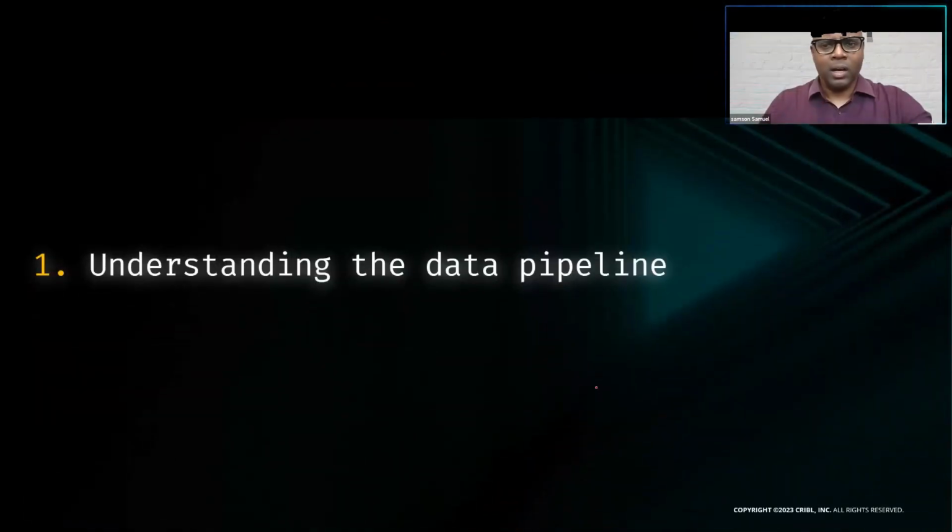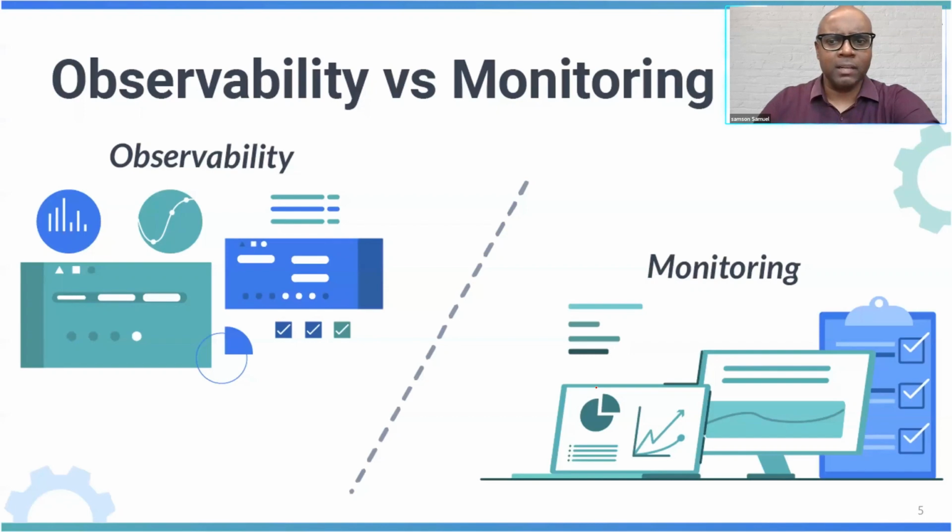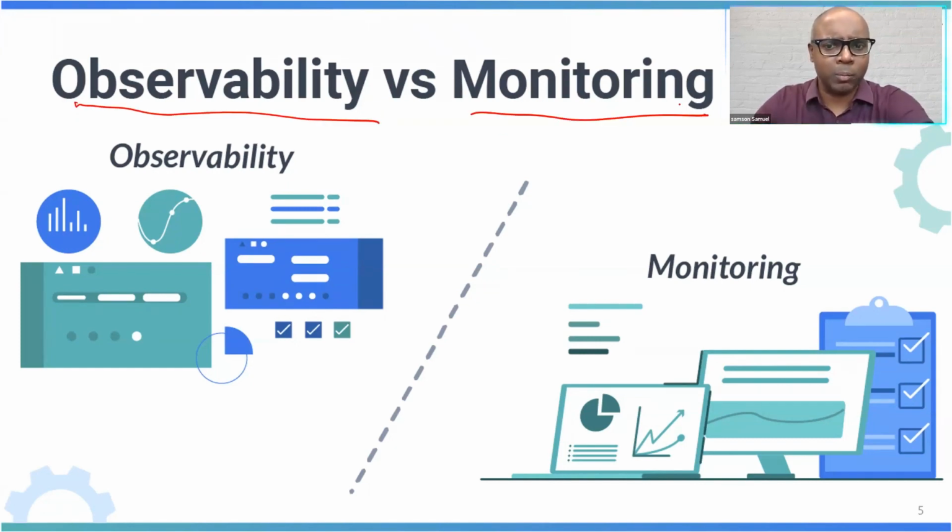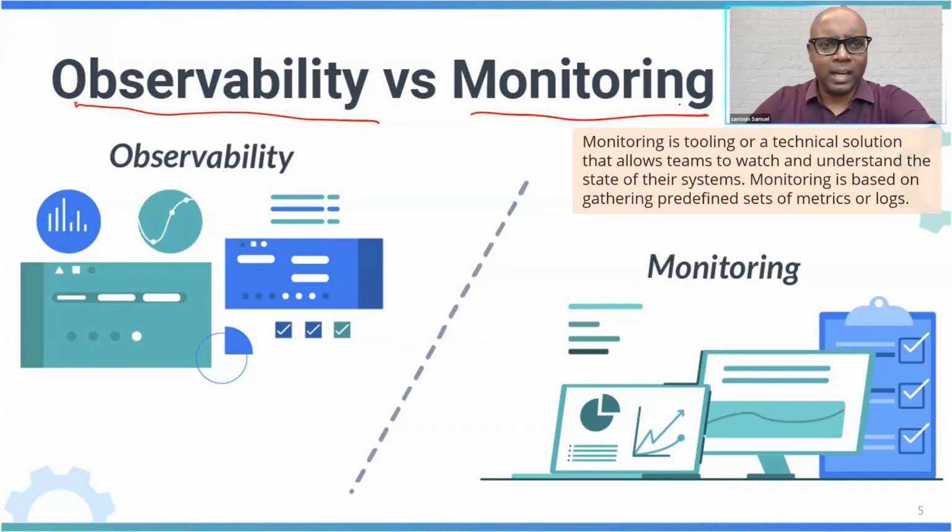Talking about the data pipeline itself, something that's very common now, I keep hearing questions such as, what do we mean by observability? What do we mean by monitoring? Monitoring and observability are similar, but they are not quite the same. Monitoring is more focused, for example, on gathering a predefined set of metrics or logs. And what that tells you is whether the system is essentially up or down.